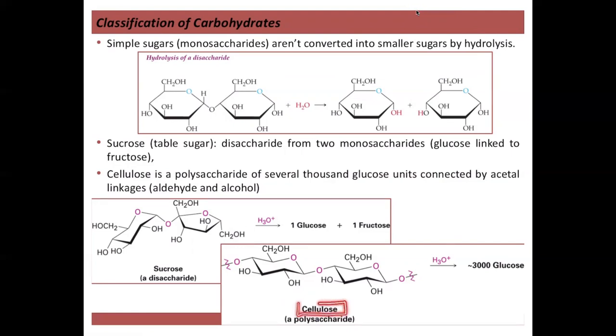If you take cellulose, it has many glucose units linked together, and you can hydrolyze it down into individual glucose units. So back to the original vocabulary when we talked about monosaccharides, disaccharides, oligosaccharides, and polysaccharides: disaccharides, oligosaccharides, and polysaccharides can all be broken down into their individual monosaccharides by hydrolysis of this glycosidic bond right there.